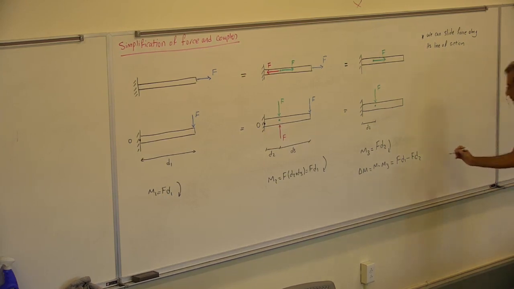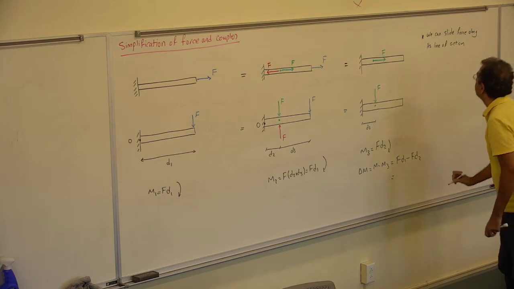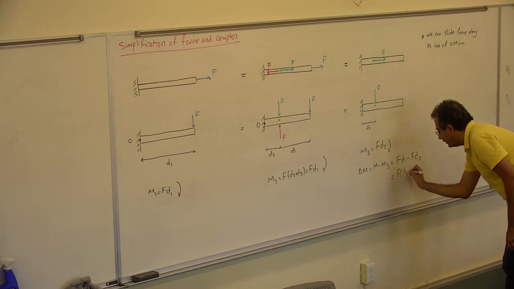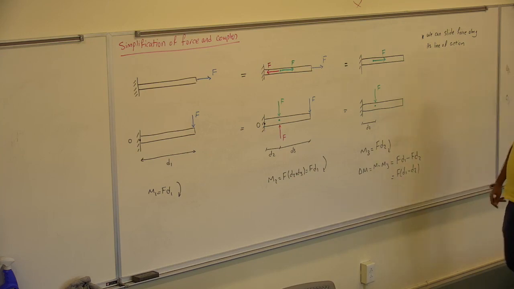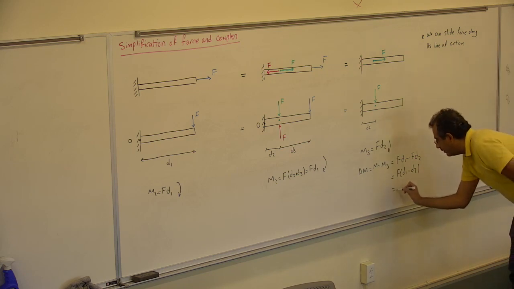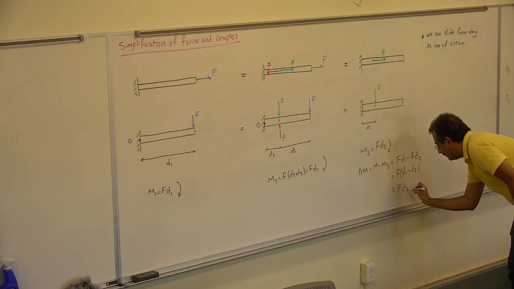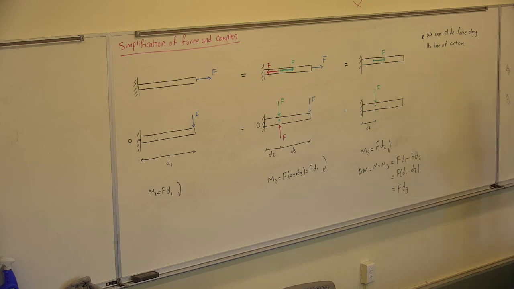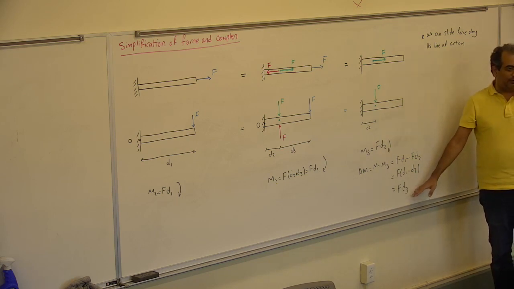So how much is that? F times D1 minus D2, which would be D3. That would be F D3. This is how much moment I lost.